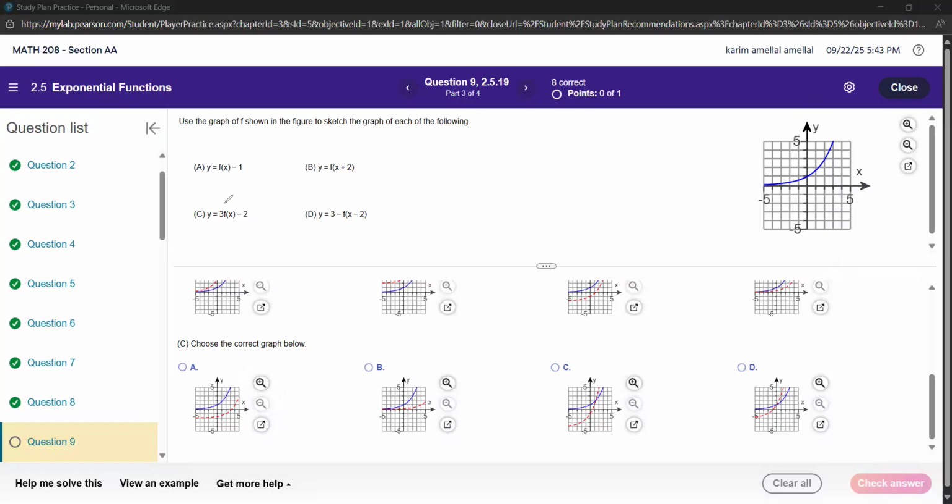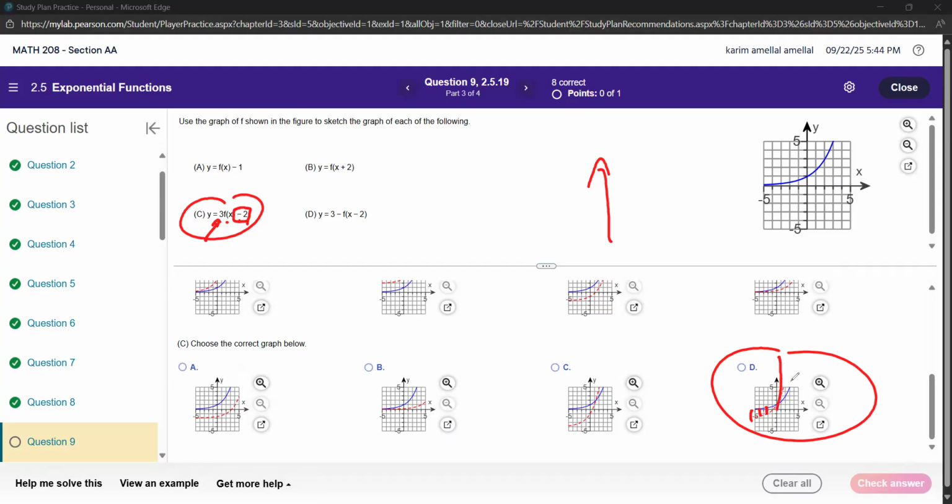Okay, so in C, it happened 3 times f of x minus 2. So we have two transformations. The first one, minus 2, means down 2 units because it's outside the brackets. Minus 2, down 2 units. And then what happened here? Times 3. It means after the transformation down 2 units, it was vertically stretched up. So the appropriate one here is D. As you see, down 2 units and then vertically stretched up, so it will become higher than the parent one. So we will select D.